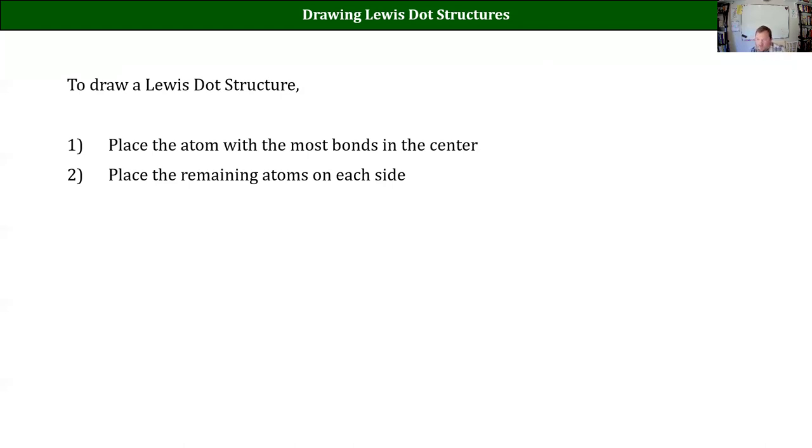So if we were looking at water, so H2O, oxygen has two vacancies, right? Hydrogen only has one vacancy. Hydrogen only needs to gain a single electron to be stable, but oxygen needs to gain two. So we would put oxygen in the middle, and then we would surround it with the atoms we have left, in this case, two hydrogens. It doesn't really matter where you put them, as long as they're around the oxygen.